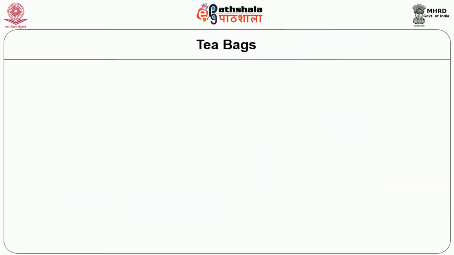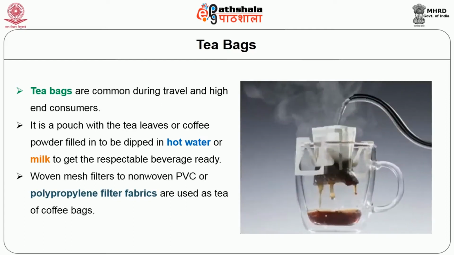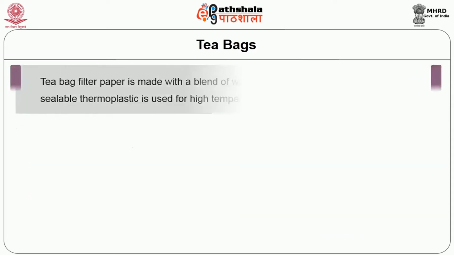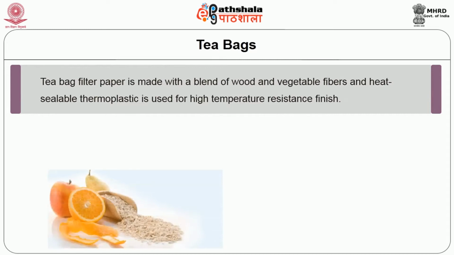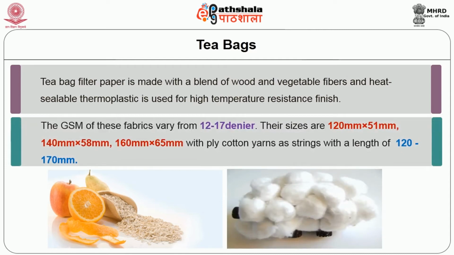Next we shall see about tea bags. Tea bags are commonly used during travel and by high-end consumers. It is a pouch with tea leaves or coffee powder filled into it and dipped in hot water or milk to get a respectable beverage ready. Woven mesh filters or non-woven PVC or polypropylene filter fabrics are used as tea or coffee bags. Tea bag filters are made with a blend of wood and vegetable fibers, and heat sealed thermoplastic is used for a high temperature resistant finish. The GSM of these fabrics varies from 12 to 17 denier.